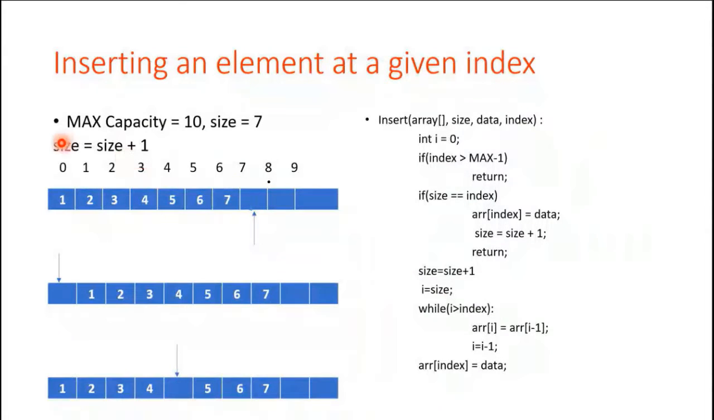First of all, we have max capacity. What is max capacity? We allocated 10 blocks of memory. And what is size? Size 7 means we have 7 elements into the array, and we have 3 blocks which are free, which don't have any element.